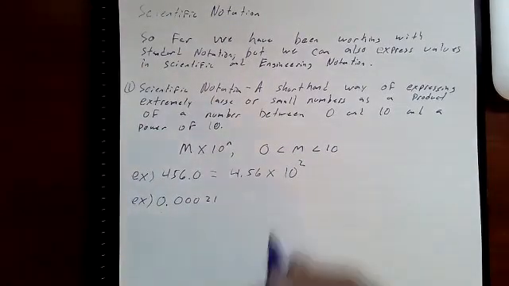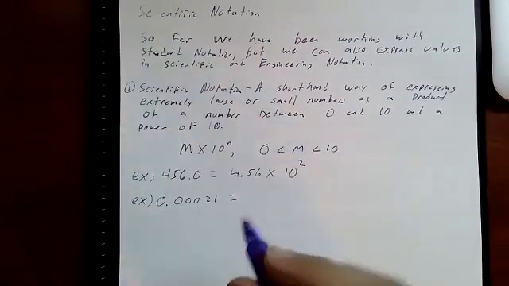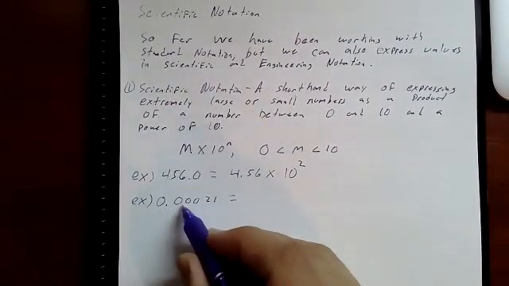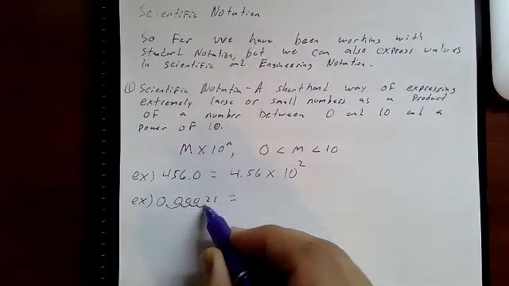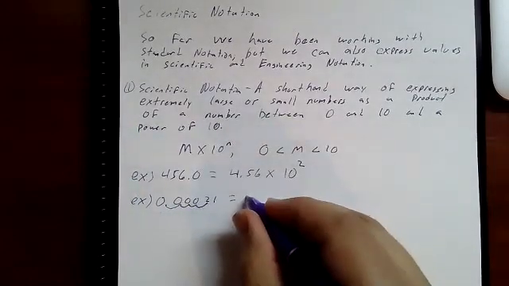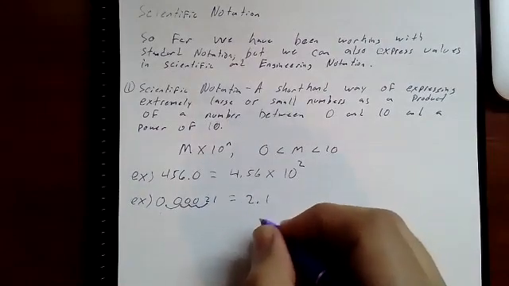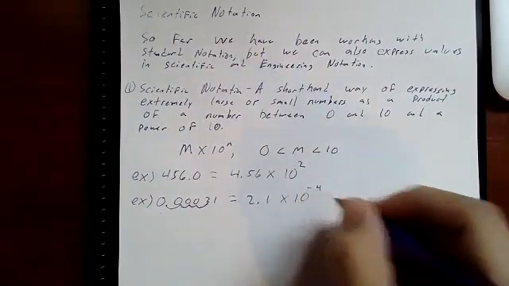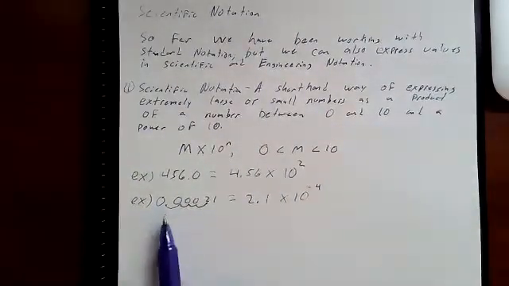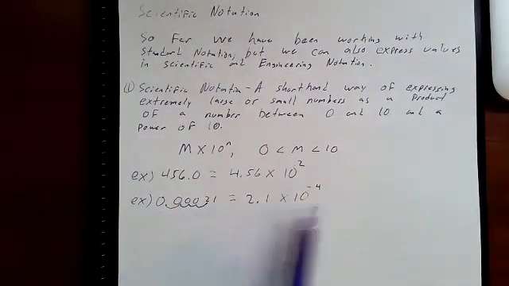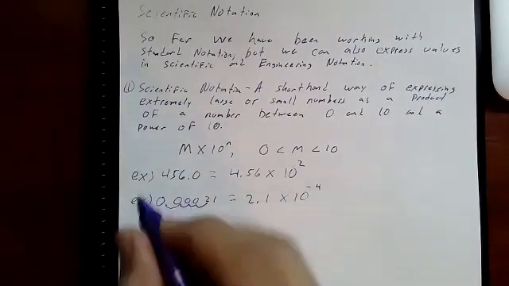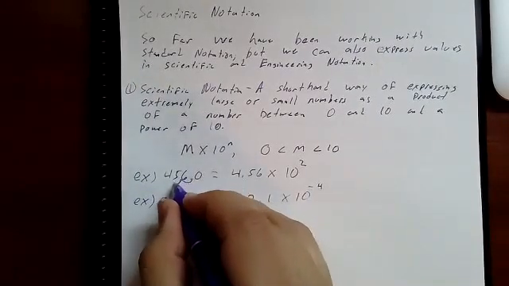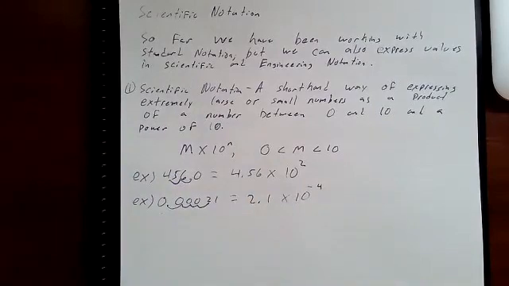Now going in the other direction, if I move the decimal point 1, 2, 3, 4, that would be 2.1 times 10 to the negative 4. So if I go to the right, negative power. If I go to the left, it is a positive power.